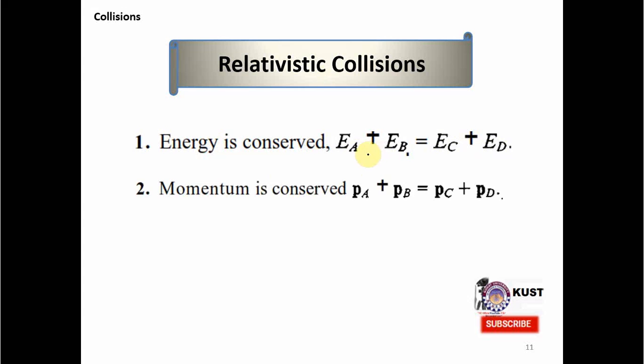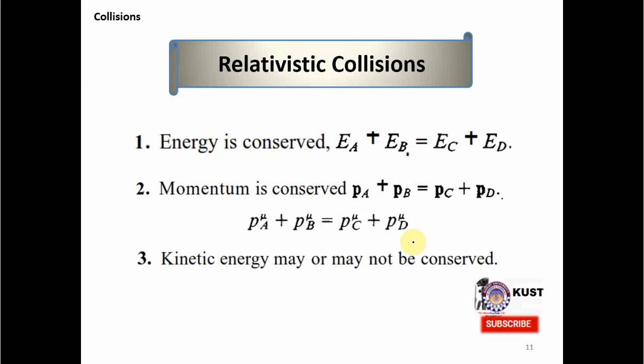Similarly, we can also have the momentum conservation. The total momentum before collision and the total momentum after collision is just the same. We can also write it in the form of 4-vector notation, where P mu A plus P mu B, that is the 4-vector before collision, the total, so it also has energy in there. So the total 4-momentum before collision and after collision is the same. So the laws of conservation of energy and momentum are both intact in relativistic collisions.